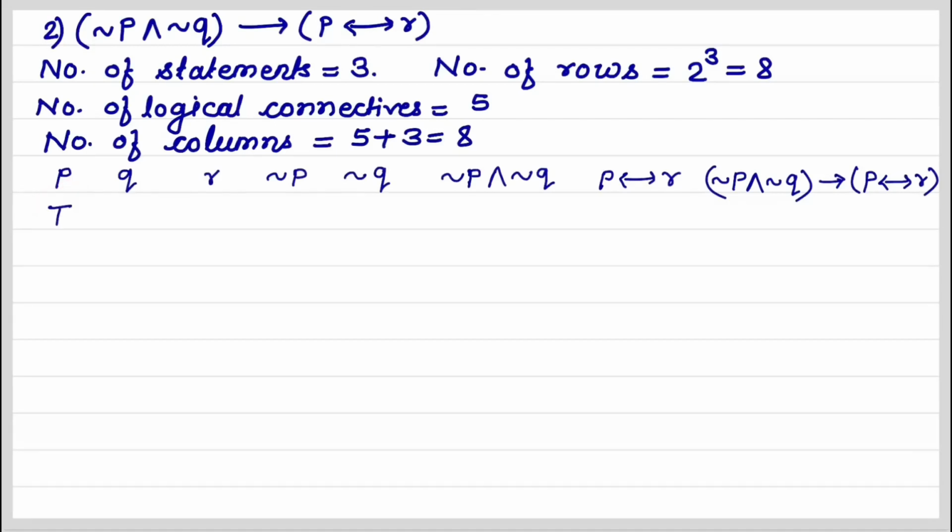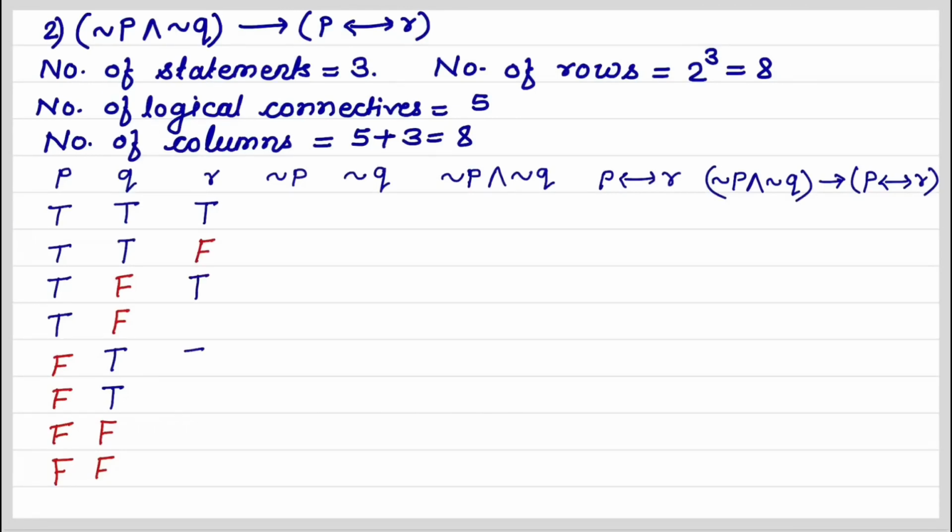For P we will take the first 4 values true and then 4 values false. For Q, 2 values true, 2 values false. Again 2 values true, 2 values false. For R we will take alternately true, false, as we have to take all possible combinations.